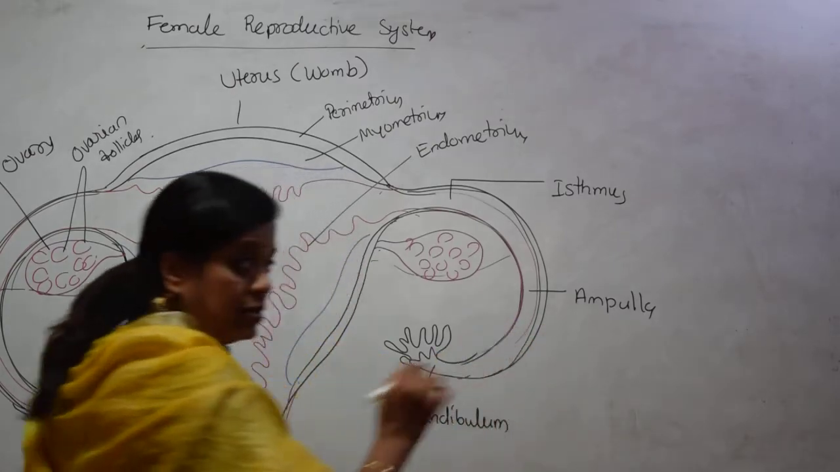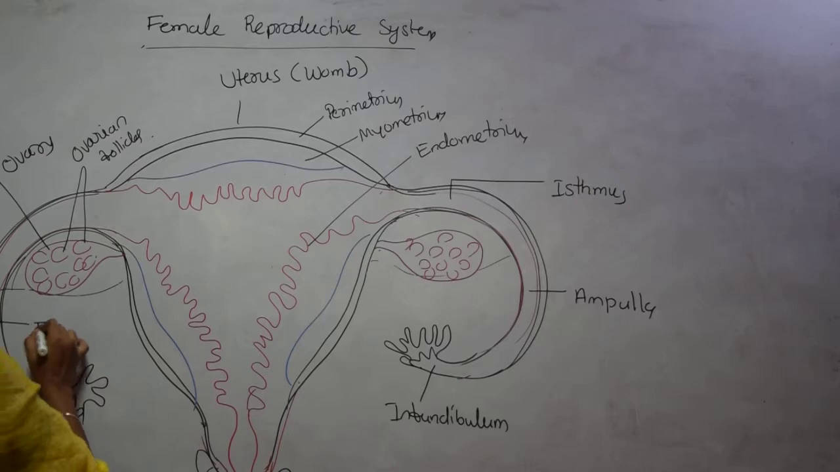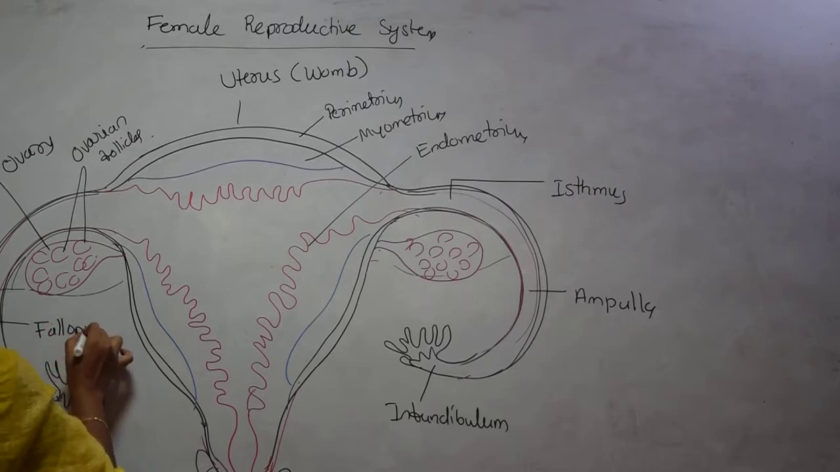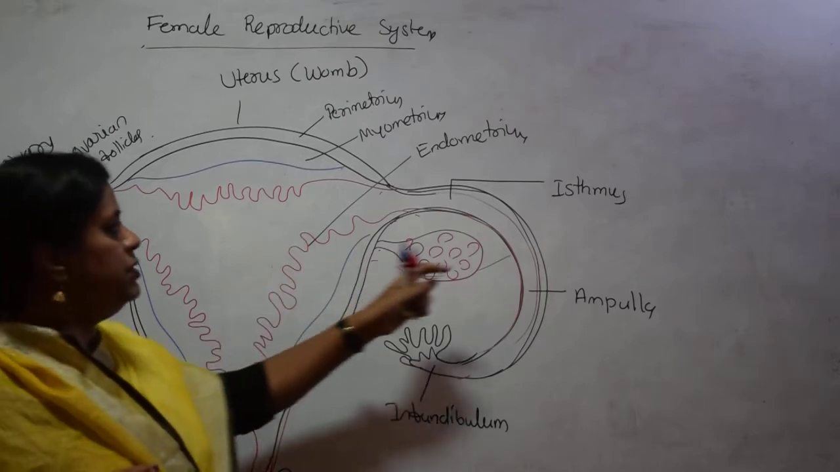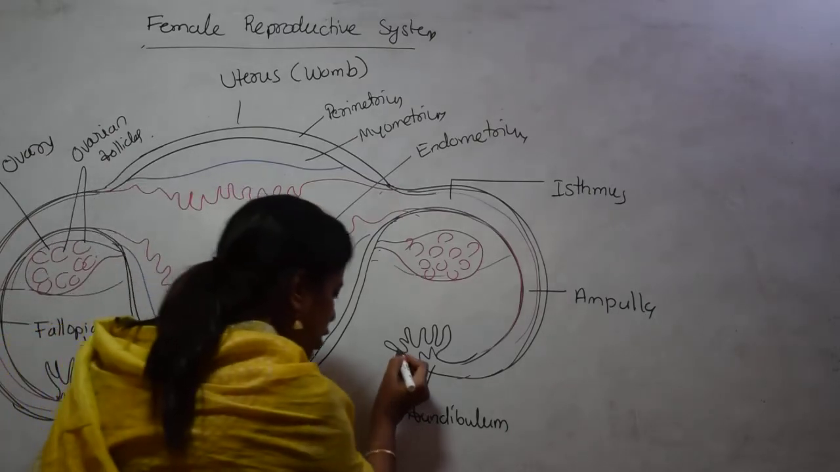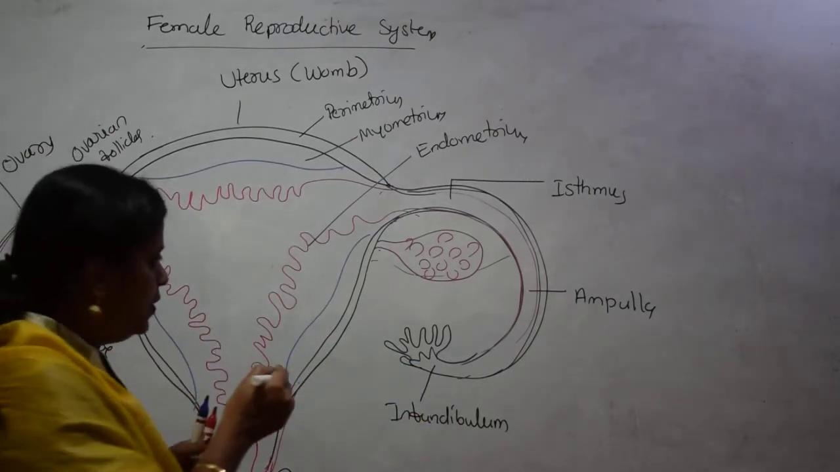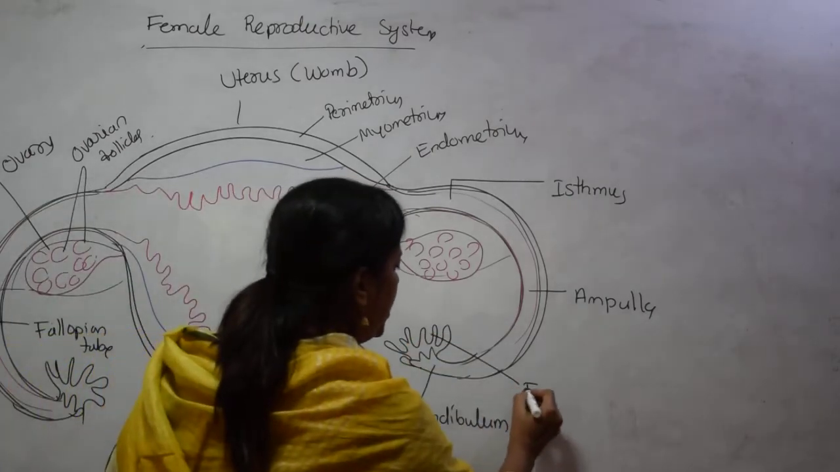So the whole thing is a fallopian tube. Simply, you write that this is called the fallopian tube, but it is divisible into isthmus, ampulla and infundibulum. And you can see in the infundibulum there are a number of finger-like projections that are motile in nature. They are called fimbriae.